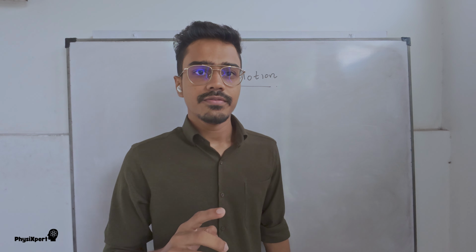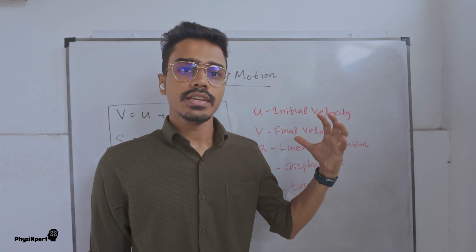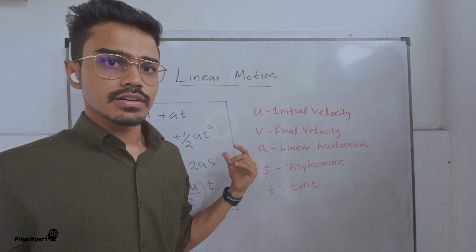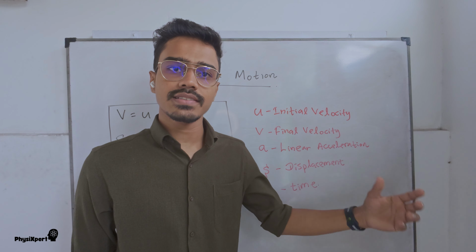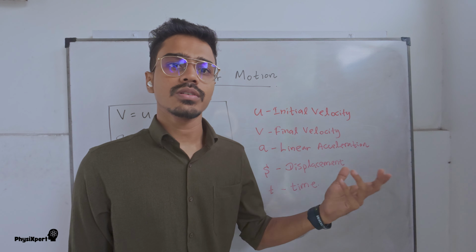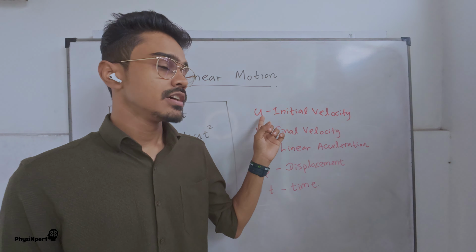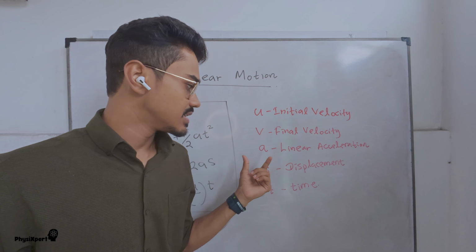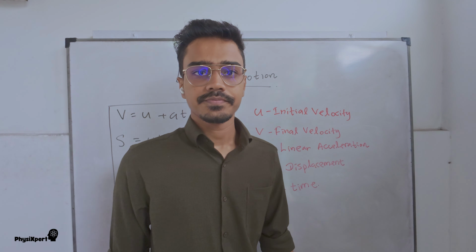For that, we have 4 linear motion equations. So first, let's see what the linear motion equations are, with their parameters. Here you can see the linear motion equations we have. We have 4 linear motion equations altogether: v equals u plus at, s equals ut plus half at squared, v squared equals u squared plus 2as, and s equals (v plus u) over 2 into t, right? And their variables, or the parameters, are such that u is initial velocity, v is final velocity, a is linear acceleration, s is displacement, also the linear displacement, and t is time, right?